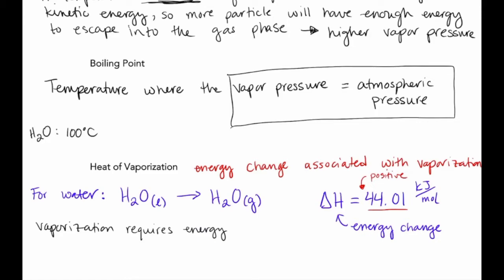It's going to have a positive delta H value, a positive change in energy, because energy is increasing. It's required for this process to go. Positive delta H value, and we say that it is endothermic. That means it requires energy. The definition of endothermic is just that.